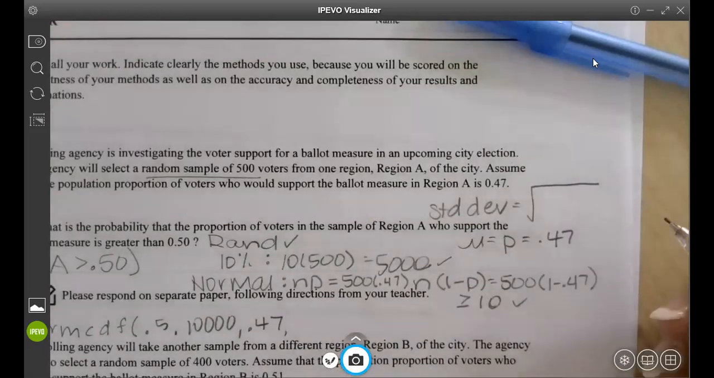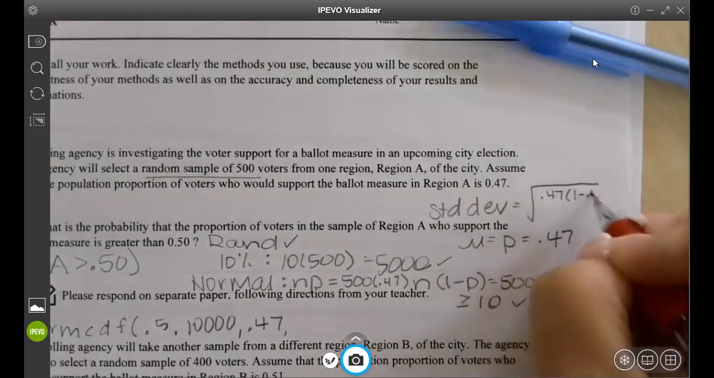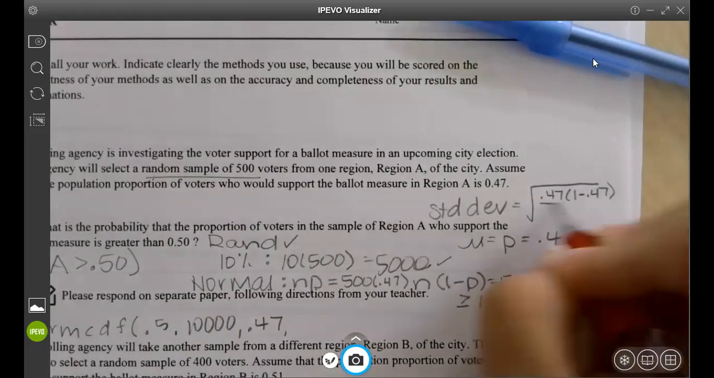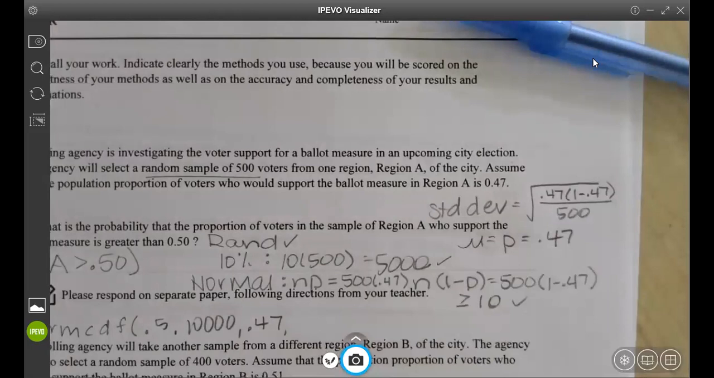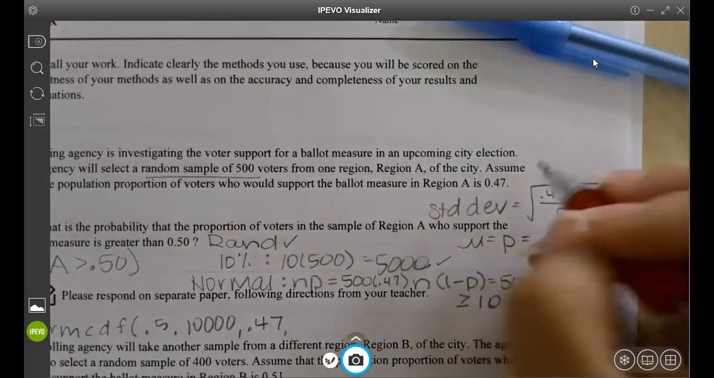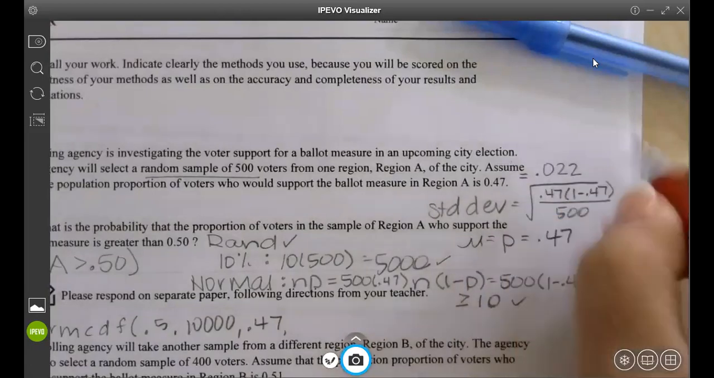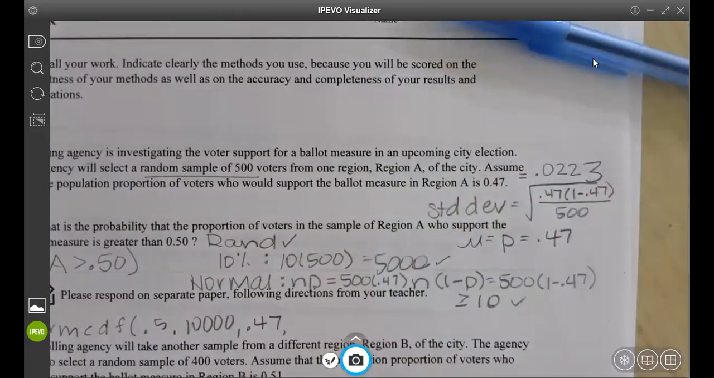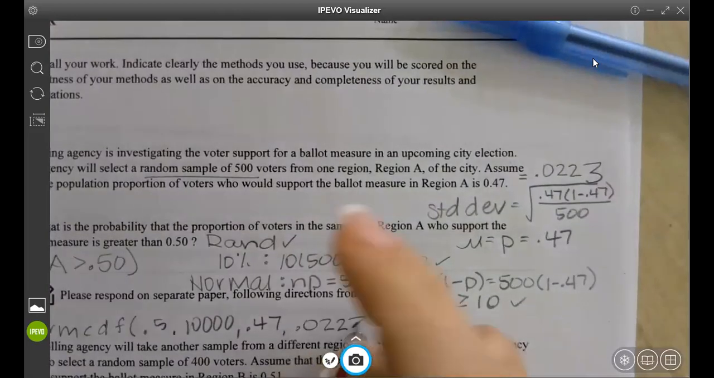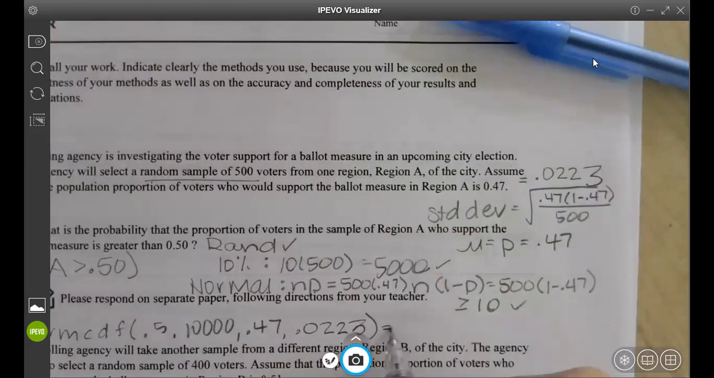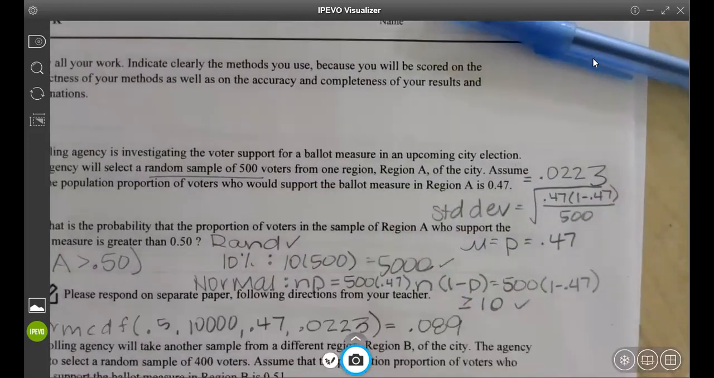Not NP, but P 1 minus P over N. Okay, I'm gonna go ahead and put that on there. Yes, it is on the formula sheet. 0.0223. That's a really big, weird 3, sorry. So 0.0223. When we put this in our calculator, we get 0.089. And that's it.